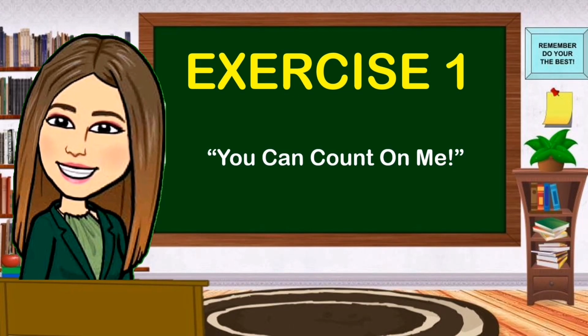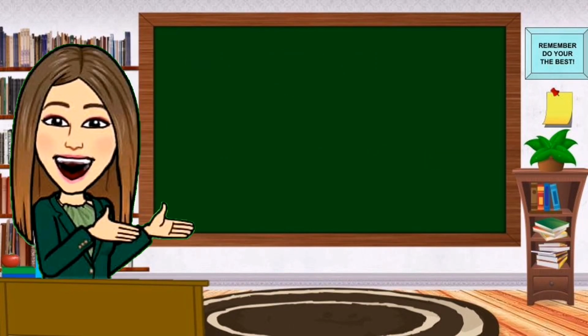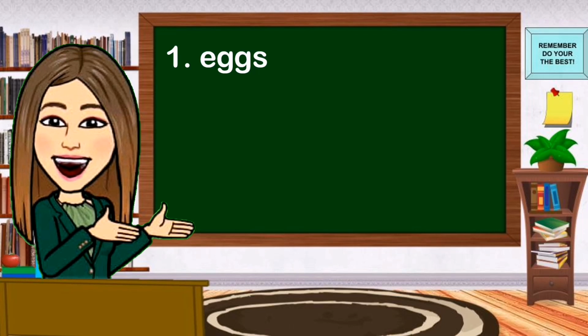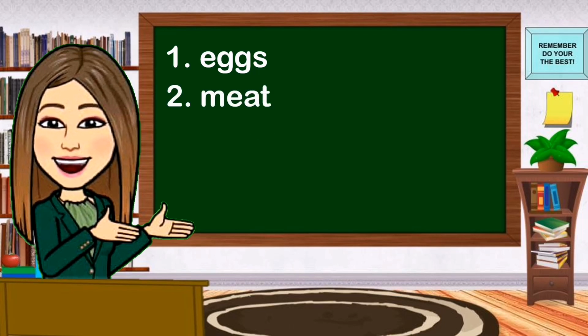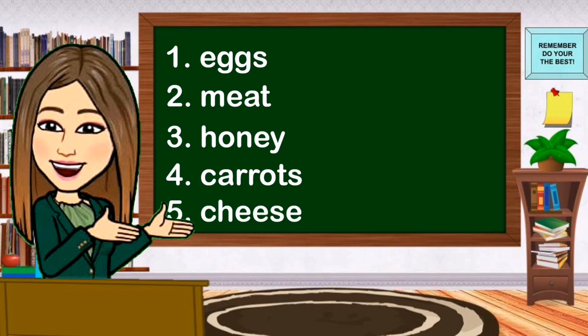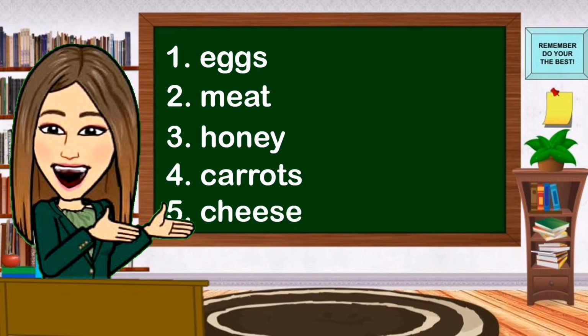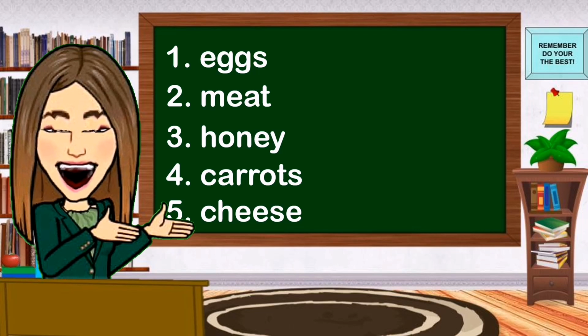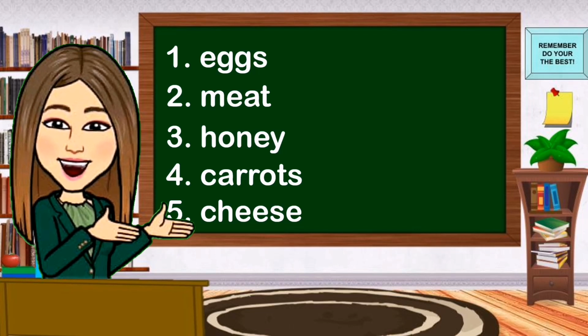Now, let's get started! Number 1, eggs. Number 2, meat. Number 3, honey. Number 4, carrots. And number 5, cheese. You only have 20 seconds for this exercise. Your time starts now.